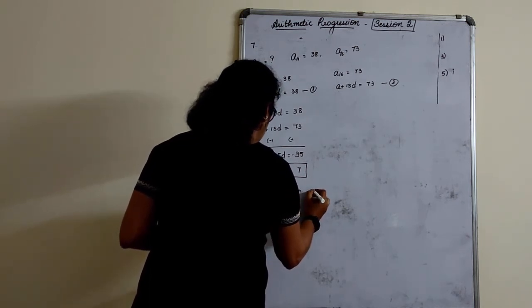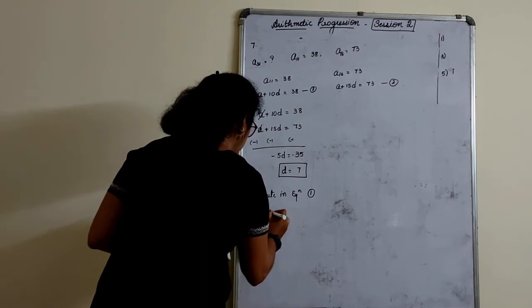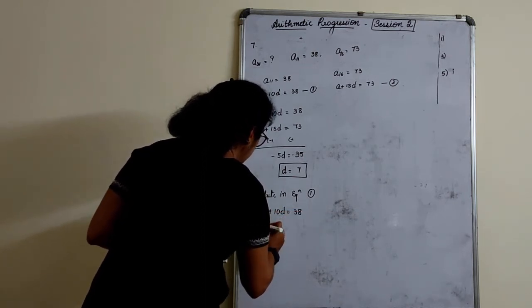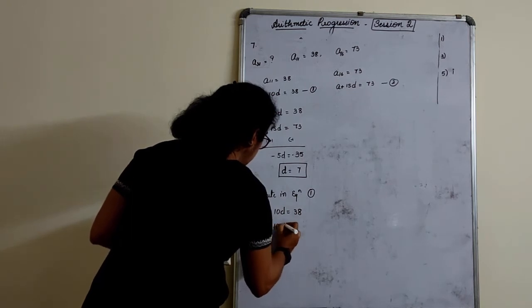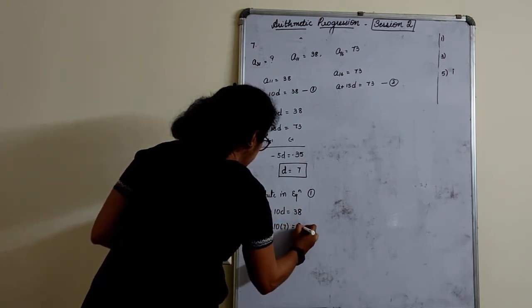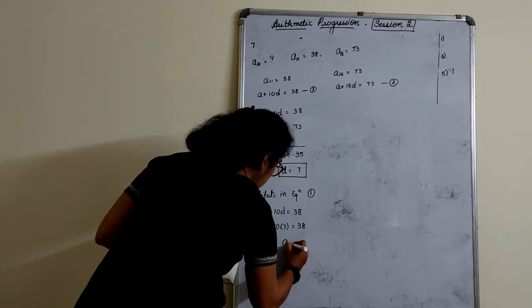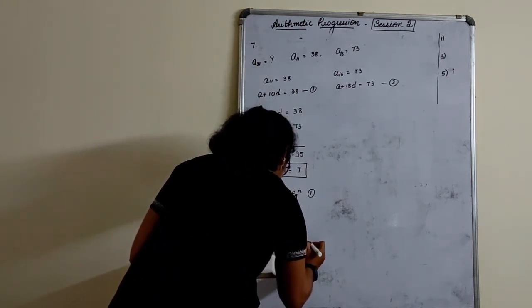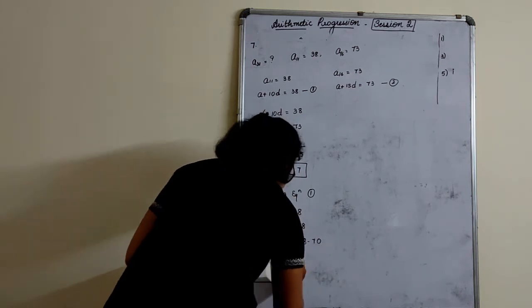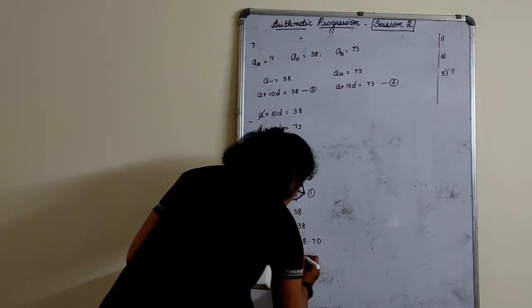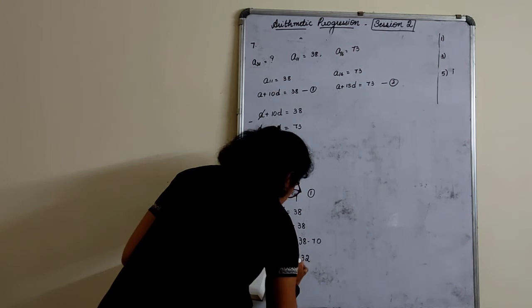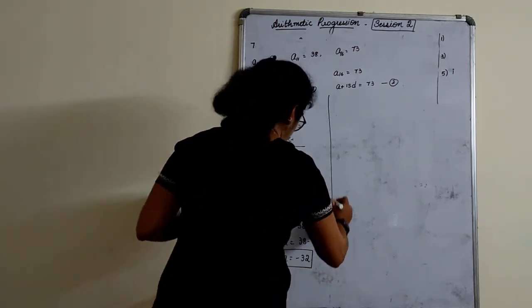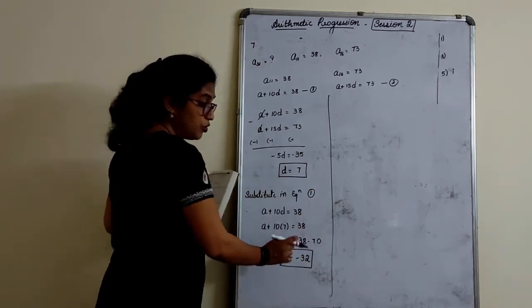In equation 1, A plus 10D is equal to 38. A plus 10 into 7 is equal to 38. So, A is equal to 38 minus 70, where A is equal to minus 32. Okay. Now, you know A, you know D.